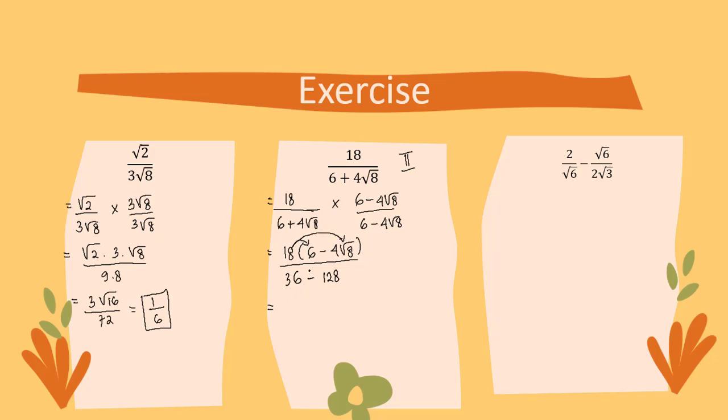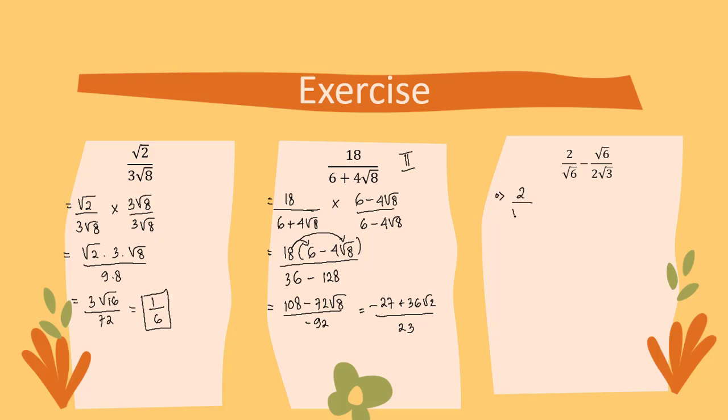Now you just have to do a distributive law. 108 minus 72 times square root of 8 over minus 92. So later the answer will be minus 27 plus 36 times square root of 2 over 23. So this will be the answer.